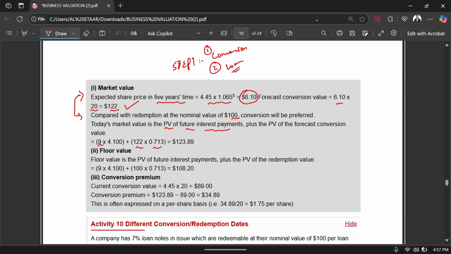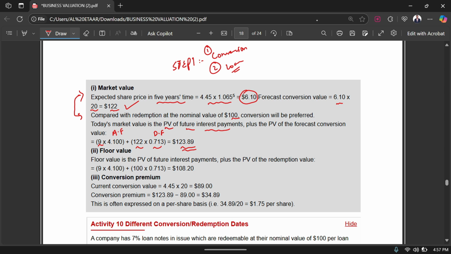Okay, and then you times it by the discount factor, obviously, right? This is the annuity factor because interest payments are the same for each year, just like the way we did in previous questions. And this is the discount factor because 122 is a one-off thing that you're going to get at the end of 5 years. So you multiply it with the discount factor. Once you have done this, you have the present values, and you can then just add them to get the market value of the loan notes. So this is how you get the market value of a convertible loan note.